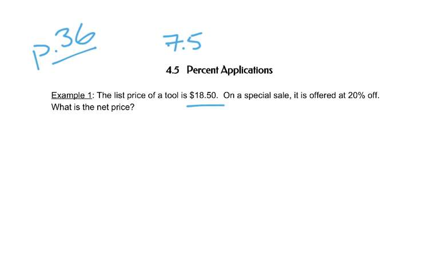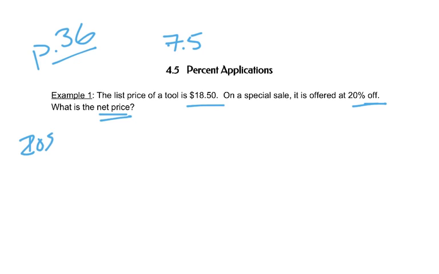So here we have a tool that's $18.50, and it's being offered at a sale for 20% off. It asks what's the net price. So the net price means the end price after the sale. So there are a couple ways to do this problem. So let's look at, first of all, the more traditional way.